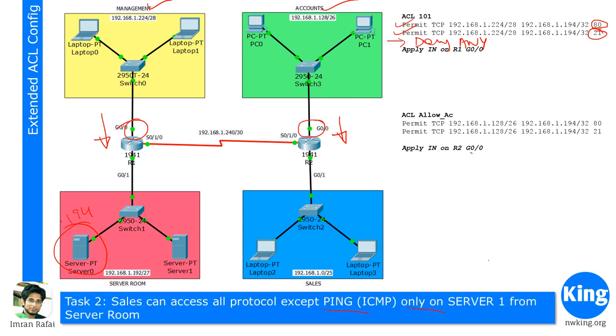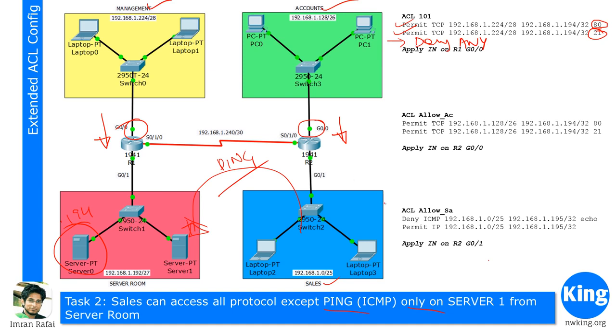Next, it says sales can access all protocols except ping, only on server 1 from the server room. That means this whole network of sales can only access server 1, but it can do everything. It can do HTTP, SSH, whatever you want, except for ping. It can't do ping. So we need to write that command.